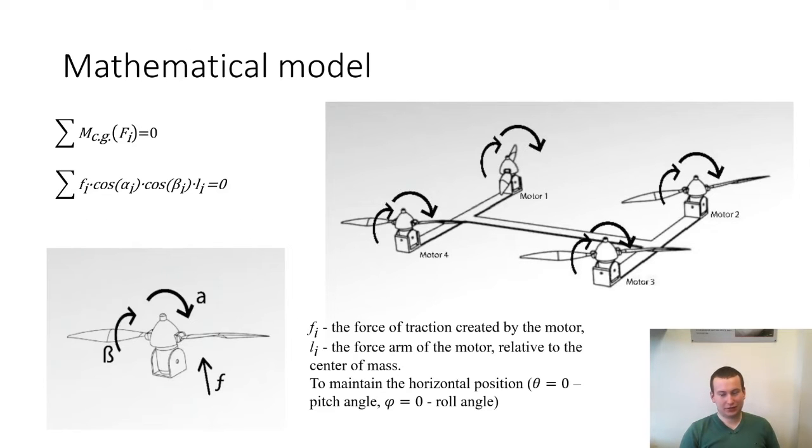In this slide you can see the scheme of our quadcopter. We have 4 independent motors. Each motor has 3 degrees of freedom. We can control the tilt of each motor along the alpha and beta angles, and we can change the thrust of each motor. It's clear that the condition in which the drone will stay in one position or move with constant velocity is that the sum of the moments and the sum of the forces should be 0.